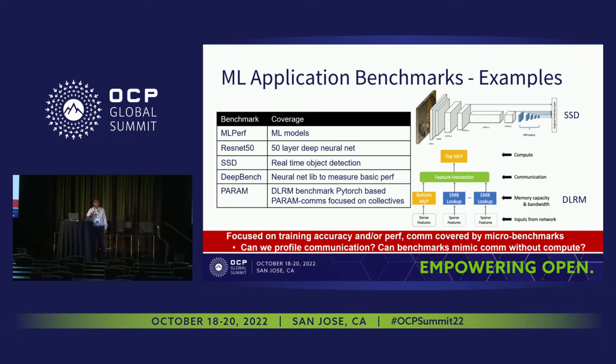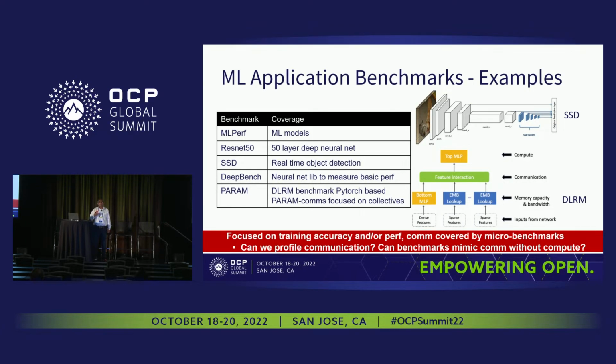Machine learning, similar story there. I have listed some of those here, but these are some of the standard benchmarks people use. They look at the performance, whether it's their training model or their application. There are open source implementations, like Param benchmark, which is PyTorch based.